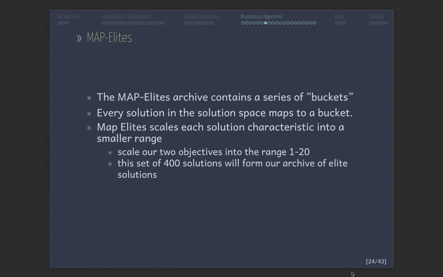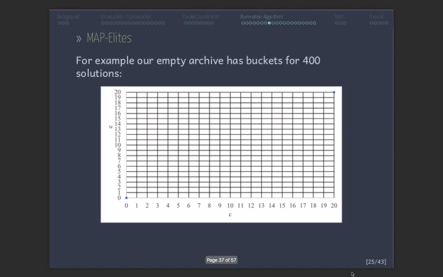In this case, MapElites scales each solution characteristic into a smaller range. So in this case, we could scale our 2 objectives into the range 1 to 20. And that then means that we have an archive size of 400 solutions, which represent our elites. So the archive can be looked at as having 400 empty spaces or empty buckets, each of which can contain a solution.